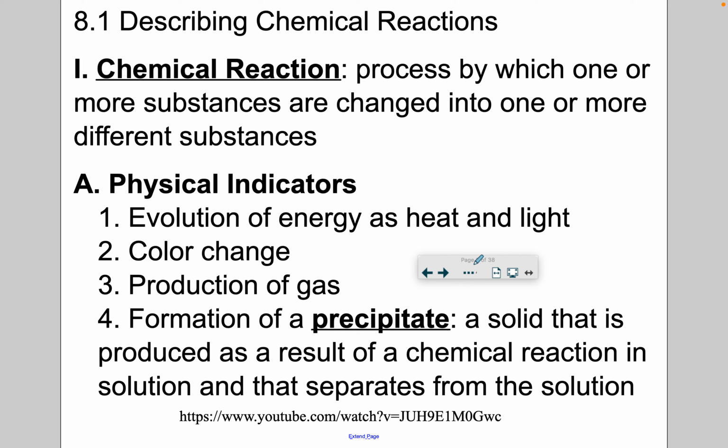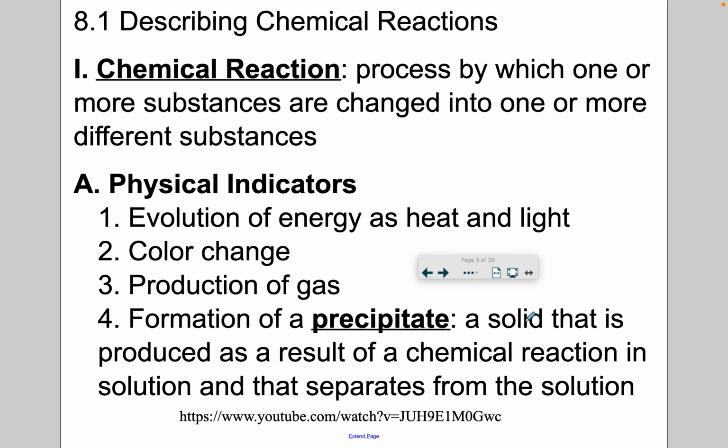Second physical indicator is a color change in the sample that you are observing. Maybe you're utilizing bromothymol blue, and you add carbon dioxide to the bromothymol blue, and it turns from blue to yellow, right? That's a color change. Chemical reaction taking place there. Production of gas, so any bubbles or fizzing that you may see. And then the formation of a precipitate, which is a solid that literally falls out of solution.